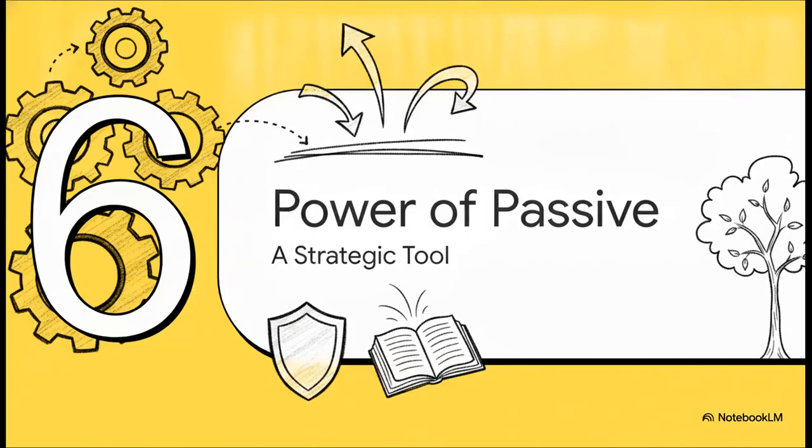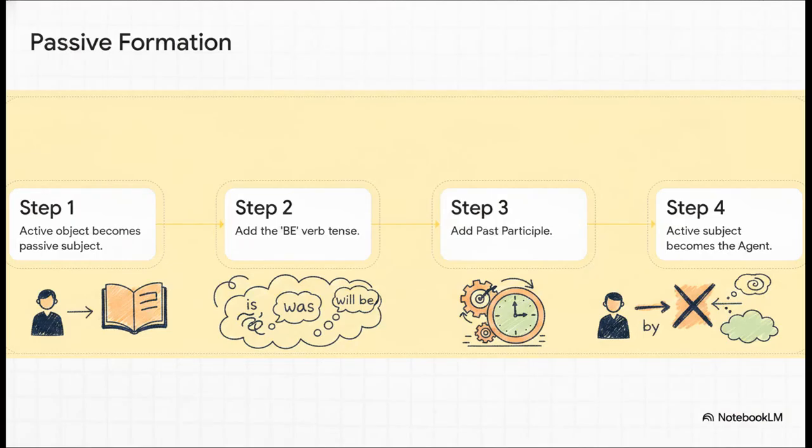And that brings us to our final section, Part 6, the power of passive. A lot of people think passive voice is inherently bad, but building a passive sentence is actually a brilliant strategic communication tool. Let's look at its anatomy step by step so you can construct one effortlessly. First, you take the object from an active sentence and promote it. Bam! It becomes your new passive subject.